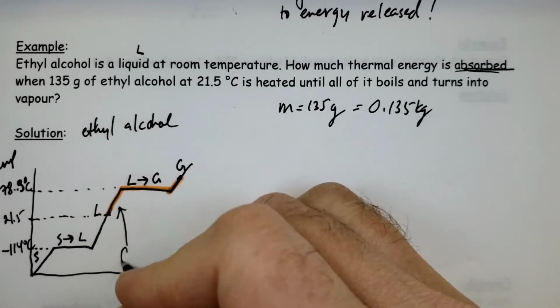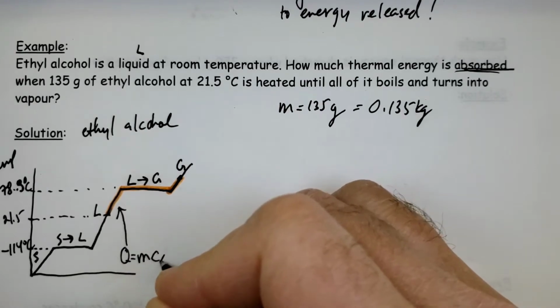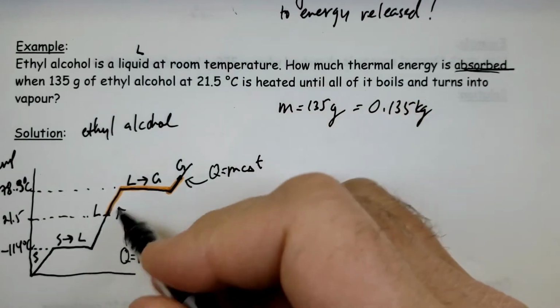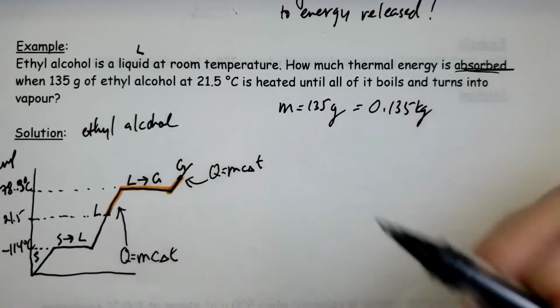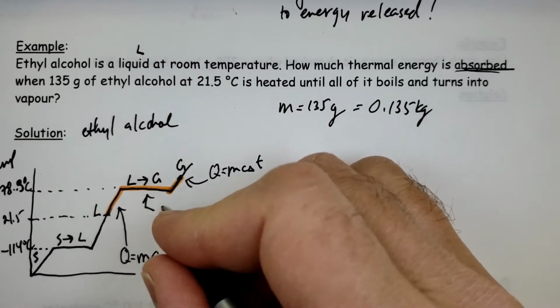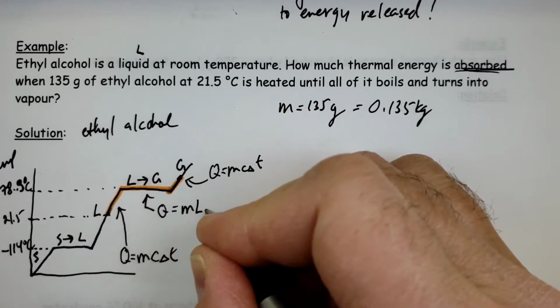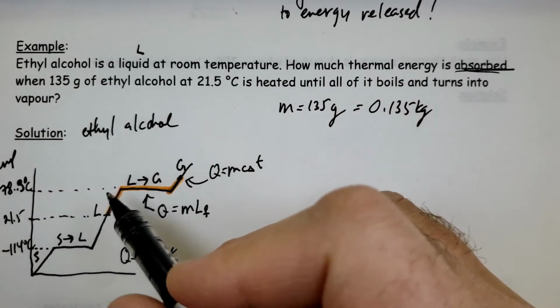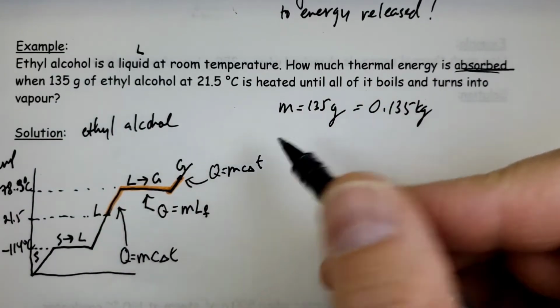So over here, Q equals mcΔT, and here, Q equals mcΔT. So in a particular phase, liquid or gas, we use Q equals mcΔT. And in this part here, vaporization, Q equals mL_V. All right, so we're going to have three different calculations, and then at the end we're going to combine all that together.